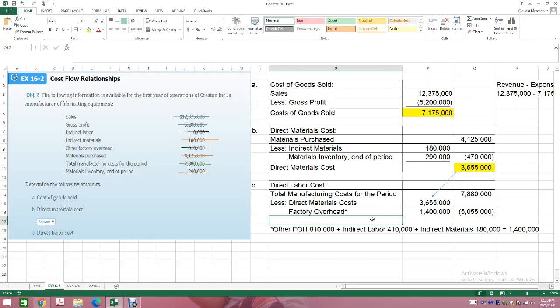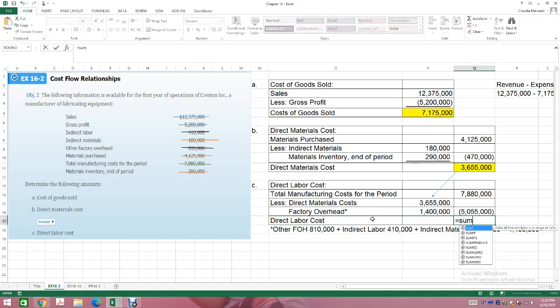Now I can calculate my missing component, which is my direct labor cost. So my direct labor cost is going to be the sum of your 7,880,000 plus your 5,055,000. Okay, so that will be 2,825,000. That is the amount that you spend on direct labor costs.